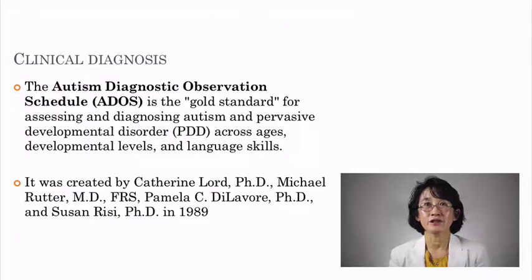How is autism diagnosed? The Autism Diagnostic Observation Schedule, ADOS, is the gold standard for assessing and diagnosing autism. It's used across ages, developmental levels, and language skills. It was created by Dr. Catherine Lord and her associates in 1989.